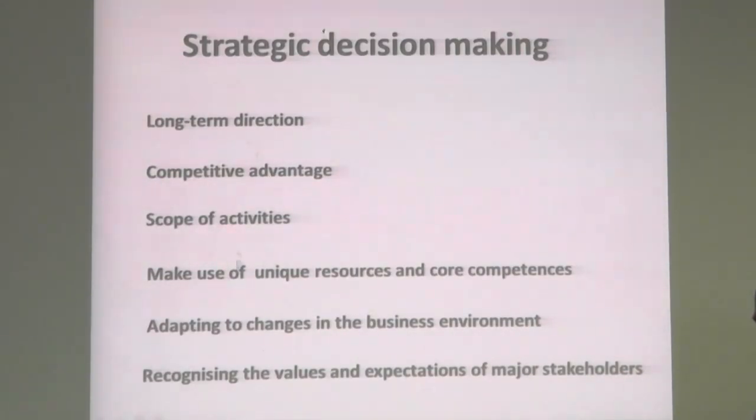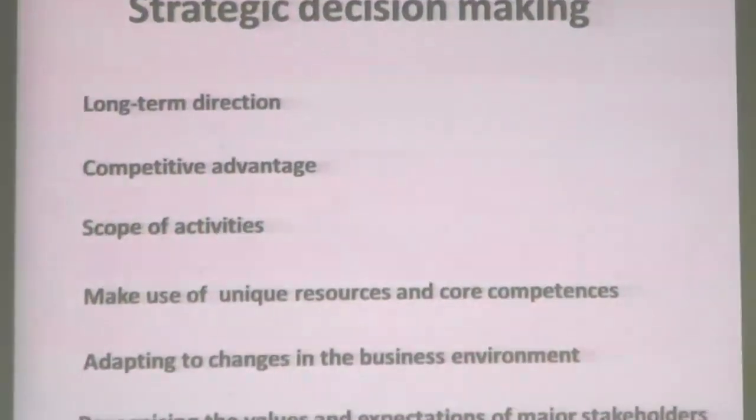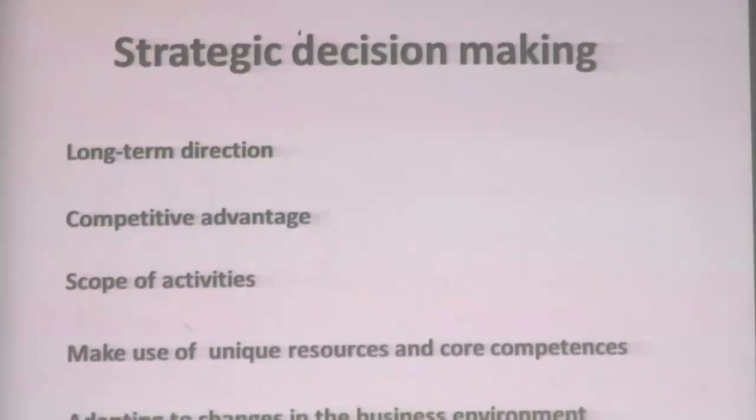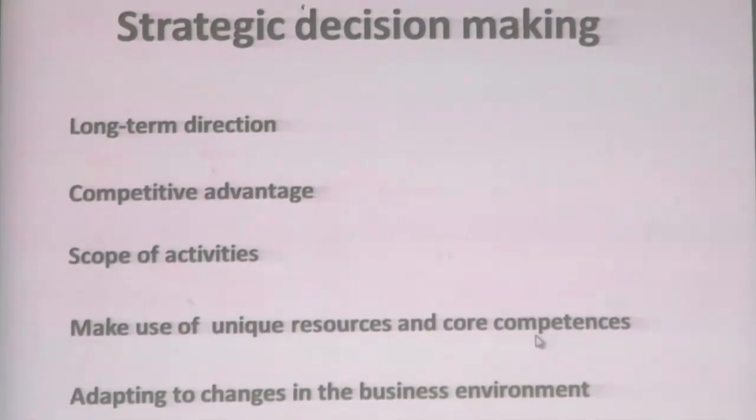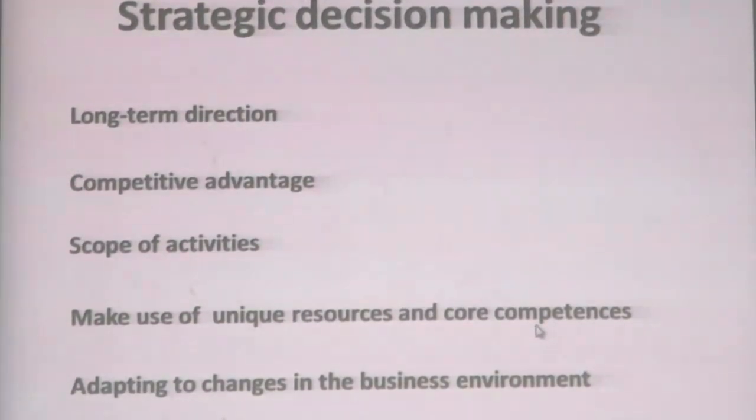And scope of activities. In decision making, there will be different types of activities involved. So based on those activities, you have to decide what to do. It's not, as I said to you earlier, a one way of decision making. It can be corporate-wise decision making in the company. And make use of unique resources and core competencies. When doing the decision making, you have to use the unique resources and core competencies you have.